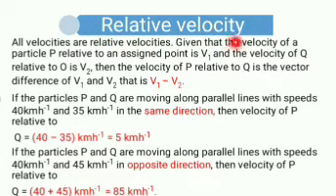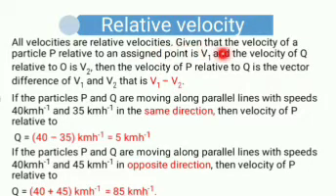Relative velocity. All velocities are relative velocities. In other words, all velocities are relative to some system of reference. We are most familiar with velocities relative to the earth. So when we say that a train has a velocity of 100 kilometers per hour in a given direction, we usually mean 100 kilometers per hour relative to the earth.